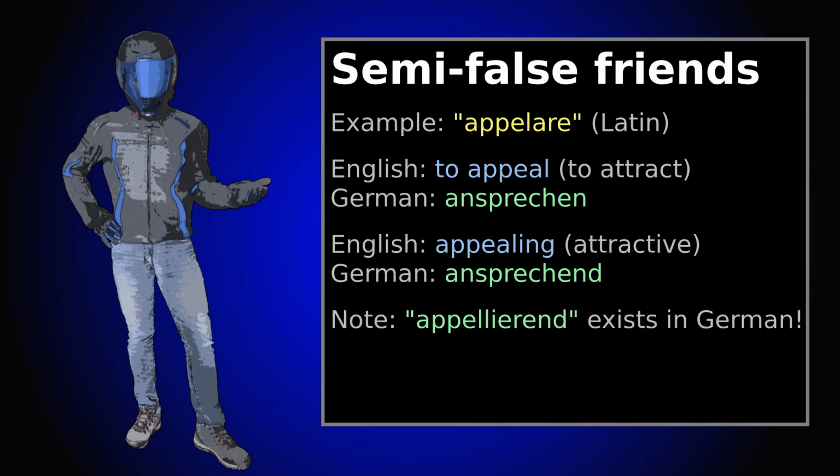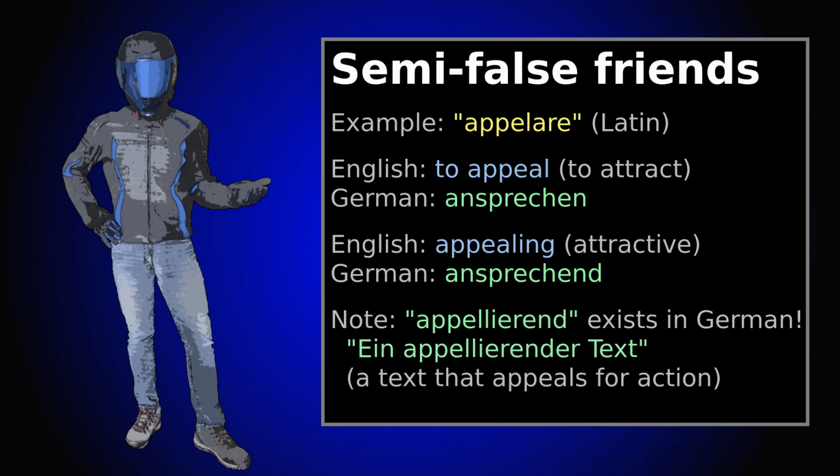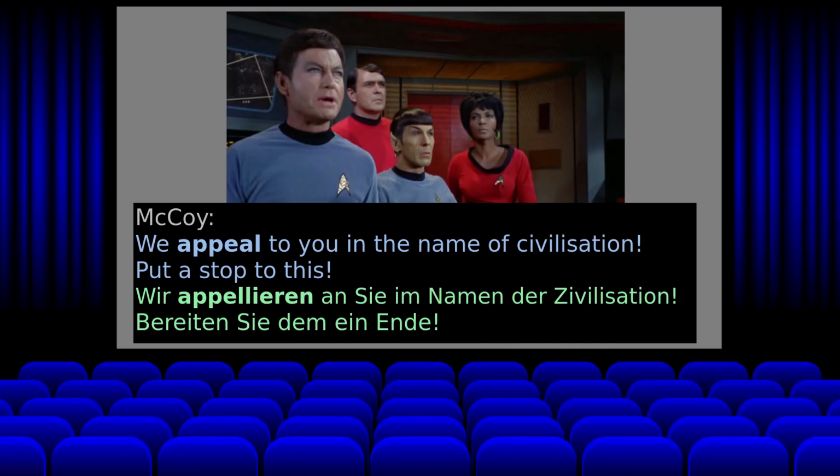Note that there is an adjectival form in German of the verb appellieren, and that is appellierend, but it does not at all mean what you might expect. For example, ein appellierender Text in German means a text that appeals to someone to do something, like a political manifesto or something. It does not mean a text that one finds appealing, in the sense of attractive. Trying to use appellierend in German the same way you'd use the adjective appealing in English simply won't work, because that meaning of the word appeal simply isn't there in German. It's a semi-false friend.